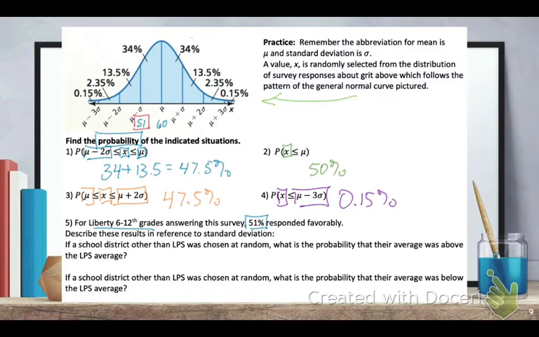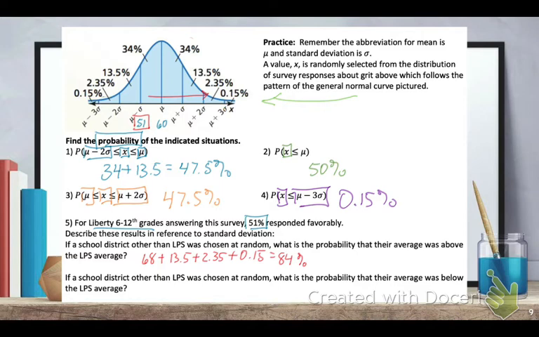So if we want to know what percent of the other districts responded above, then it would be all of the area to the right of that standard deviation mark. So if we add all of those up, we get 34 and 34, which is 68, 13.5, 2 and 3500ths, 1500ths, and that would be 84%. So 84% of other school districts than Liberty would be scoring above that average.